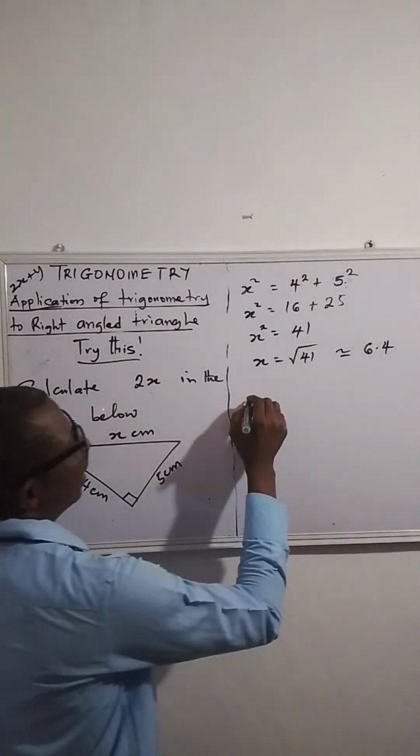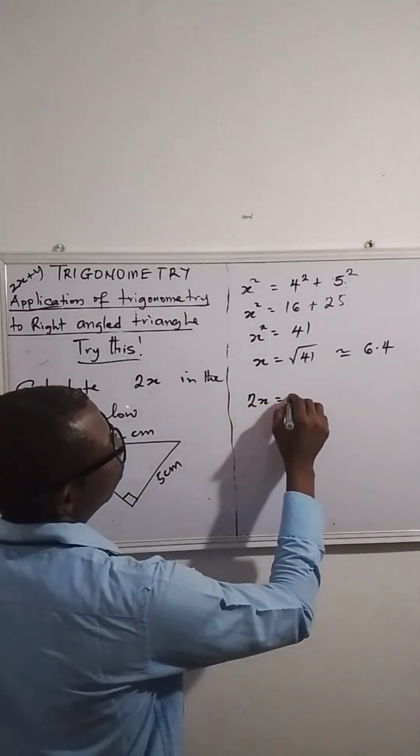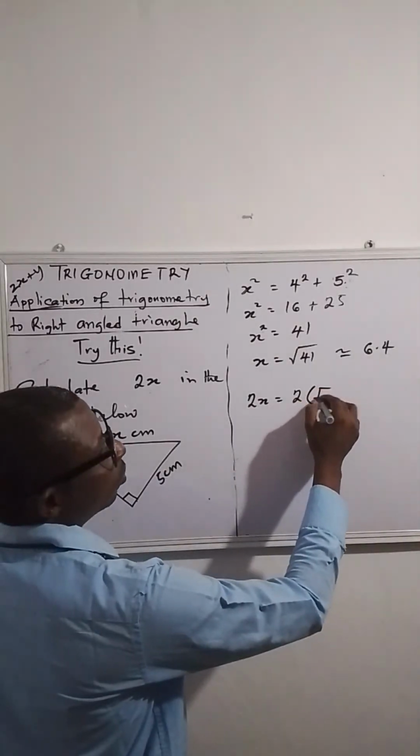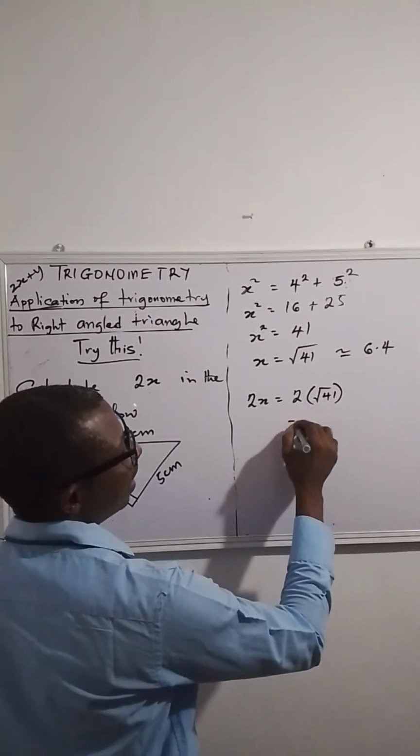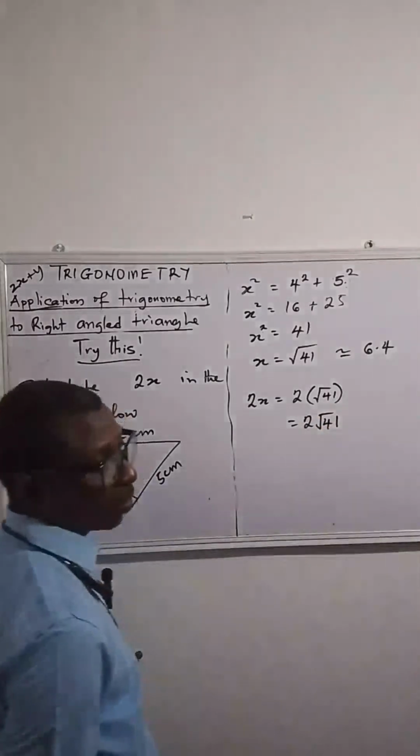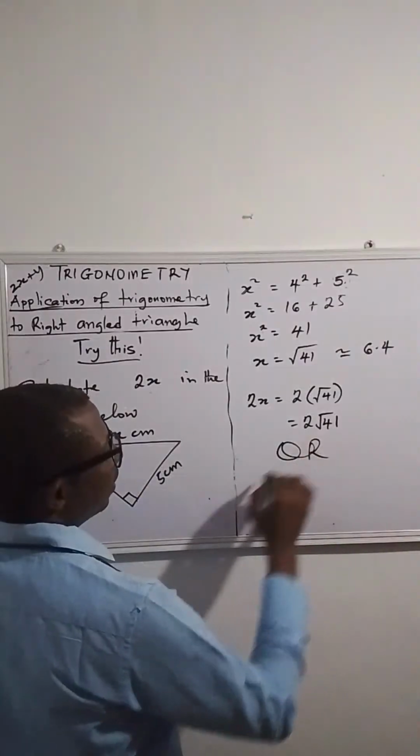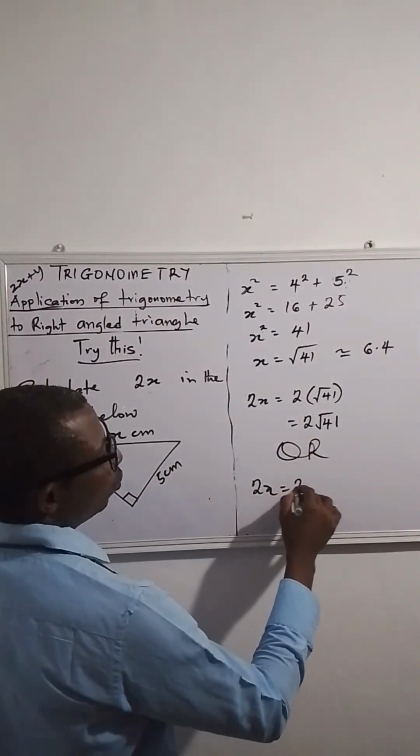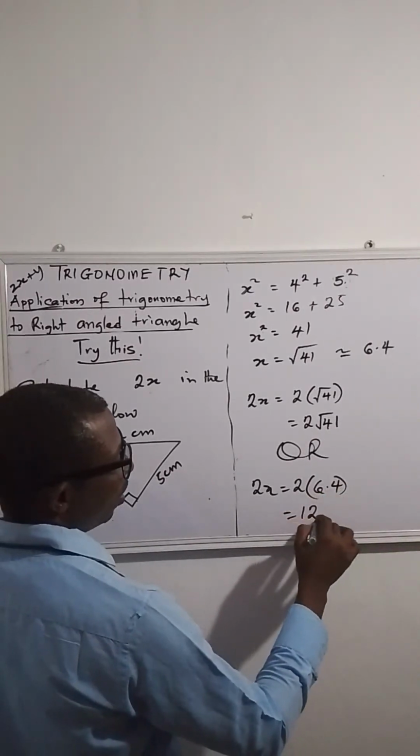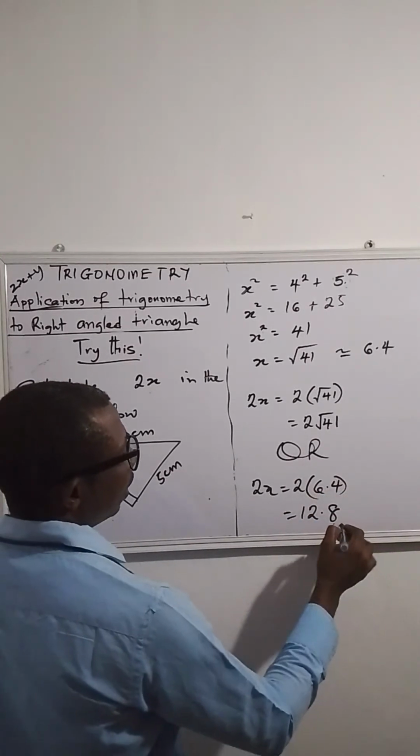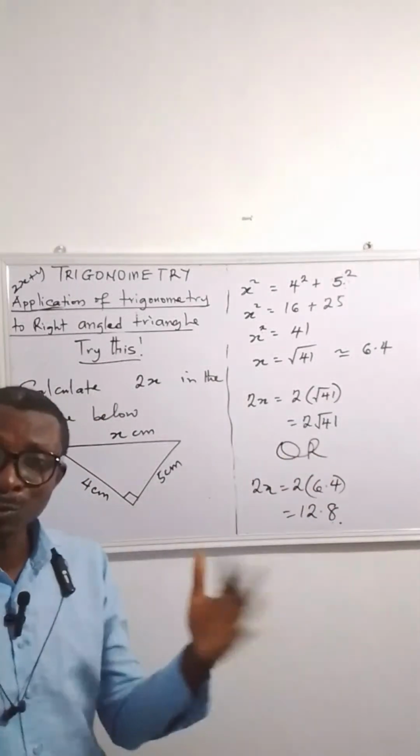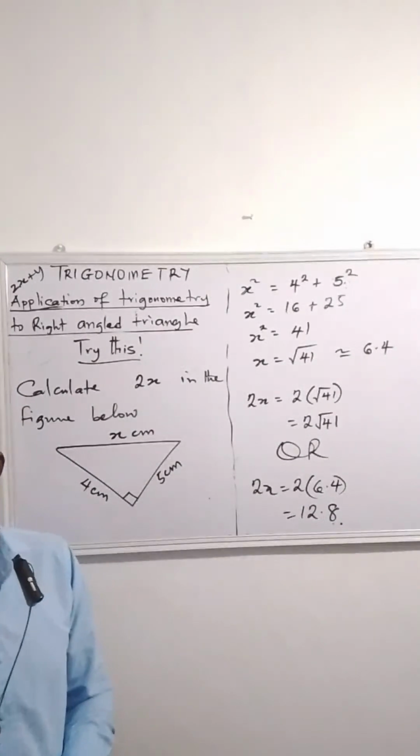So you can now go ahead and say 2x equals 2 times the value of x that you have here, that's square root of 41. So the answer is 2 square root of 41. Or you write it as 2x equals 2 times 6.4, and that's the same thing as 12.8. Now, that is the answer. If you get this answer, I want you to put your hands together for yourself. That means you are doing fine.